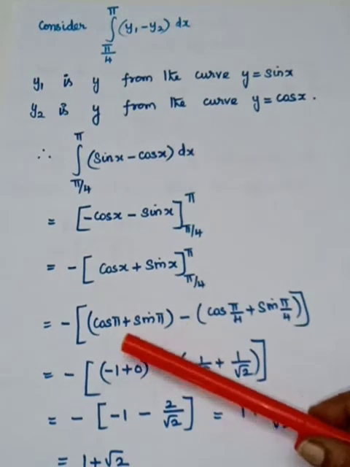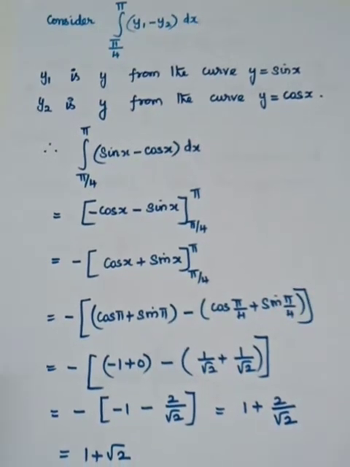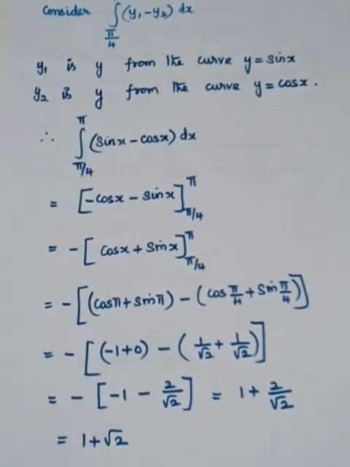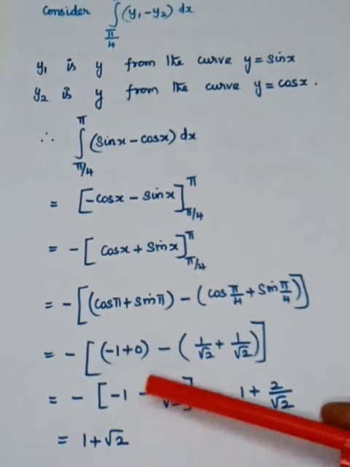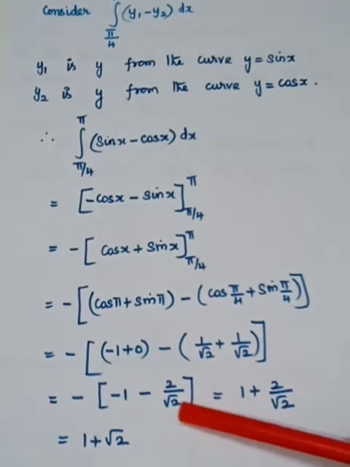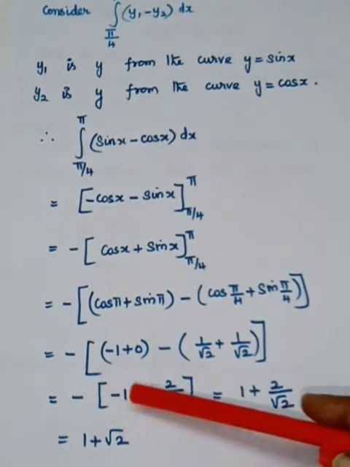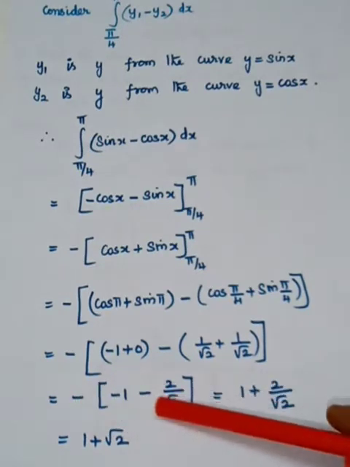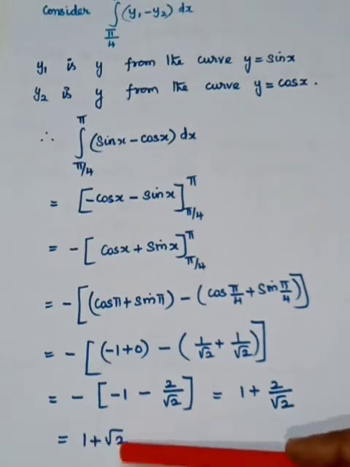Cos pi is minus 1, sin pi is 0. And cos pi by 4 is 1 by root 2, sin pi by 4 is 1 by root 2. So here this minus is written as it is. Here the first term is minus 1, here minus 2 by root 2. So if you apply the minus, minus into minus is plus 1, minus into minus 2 by root 2 is plus 2 by root 2. If you cancel this, your answer is 1 plus 2 root 2.